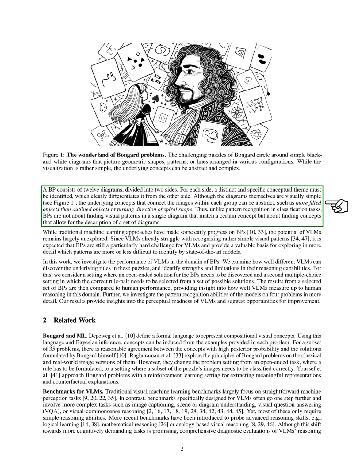Each BP consists of 12 diagrams split into two groups, where we must identify a specific theme that distinguishes one side from the other. The diagrams may appear simple, but the concepts linking the images can be quite abstract, such as comparing the number of filled versus outlined objects or the direction of spirals. Unlike typical classification tasks, BPs require us to find overarching concepts that describe a set of diagrams rather than just recognizing patterns in individual images.